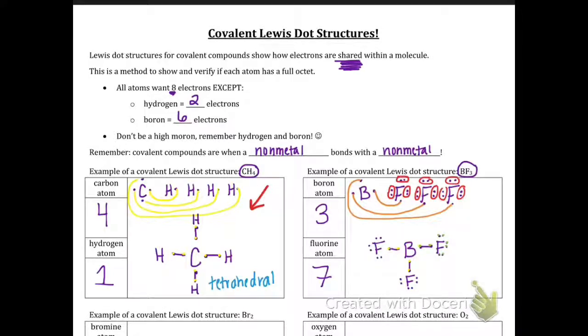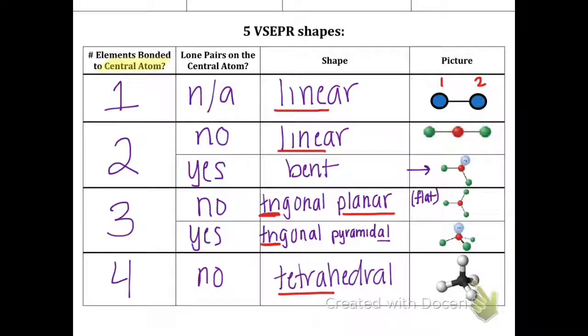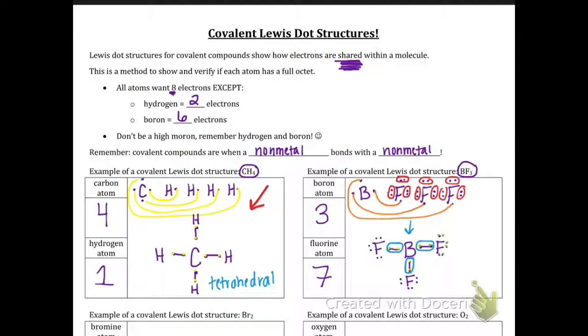All right, the next example here, you're going to ask yourself, our central atom is boron. Here's boron. It's attached to 3. Does boron have any lone pairs? Do you see any dots that were already friends? No, because we see here that this was shared, and this was shared. So if the answer is 3 and no, then the shape must be, so let's go back here really quick. Right here. If the answer is 3 and no, it must be trigonal planar.